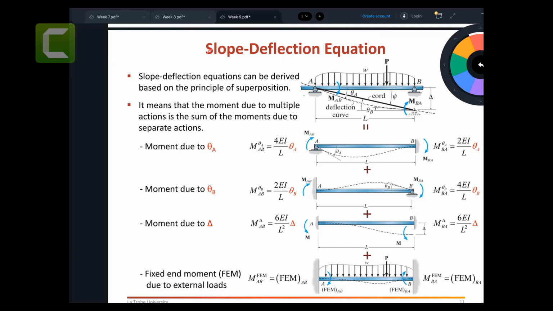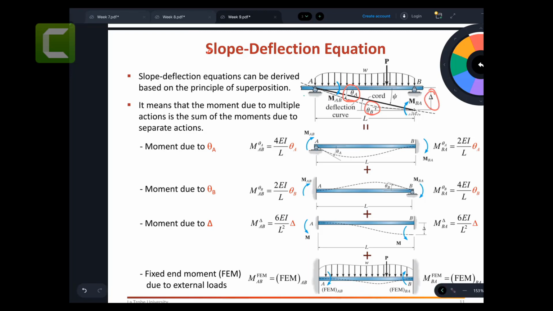From last week. Similarly, we can do the same thing here. When we see kinematically indeterminate structures, it means theta A is one of the kinematic degrees of indeterminacy. Theta B is also a kinematic degree of indeterminacy. There is a settlement.